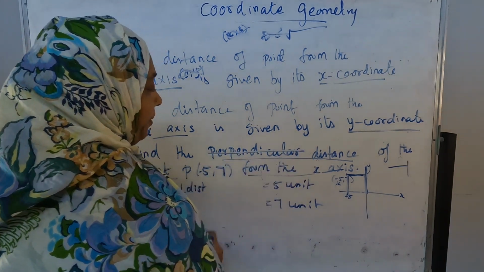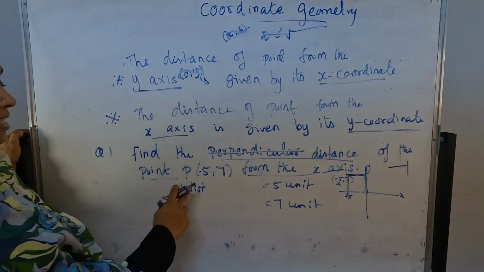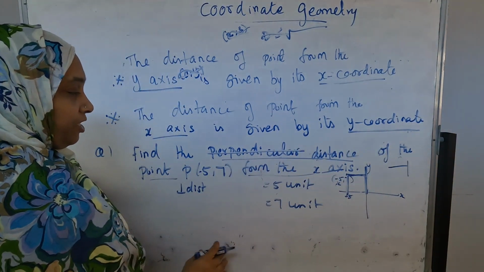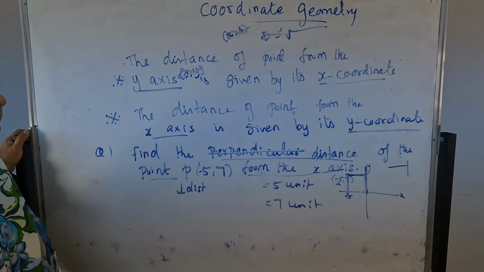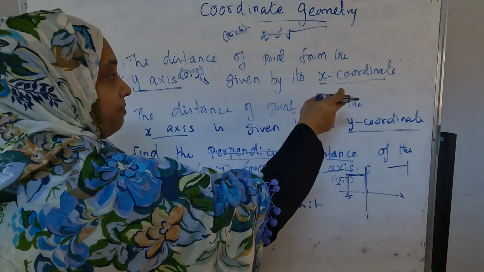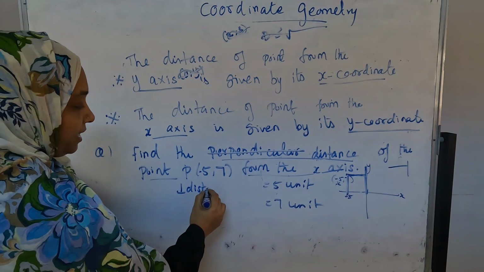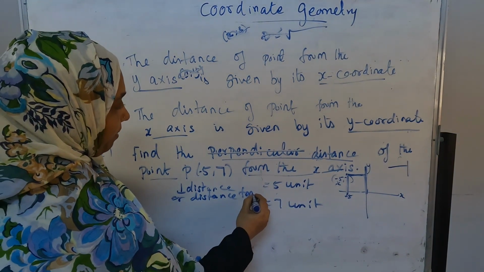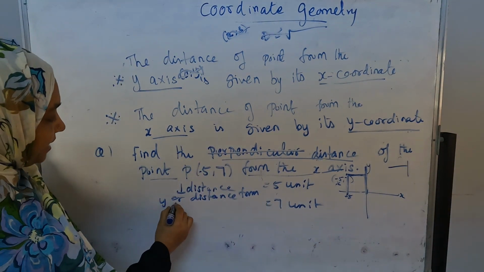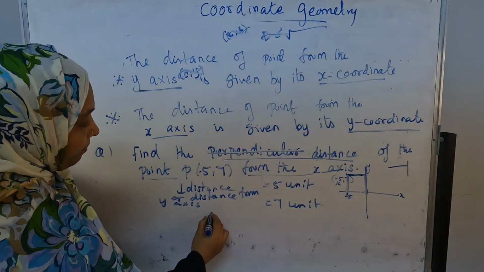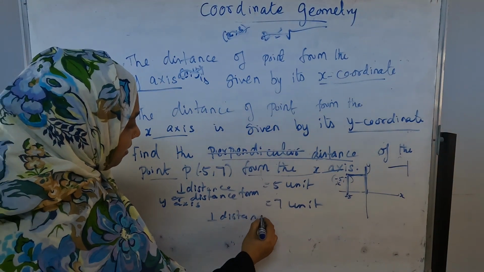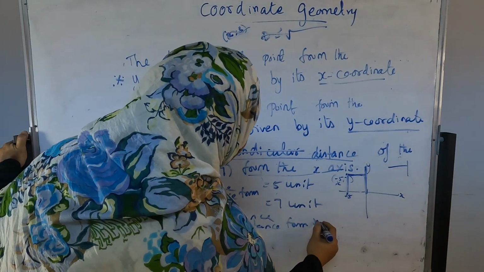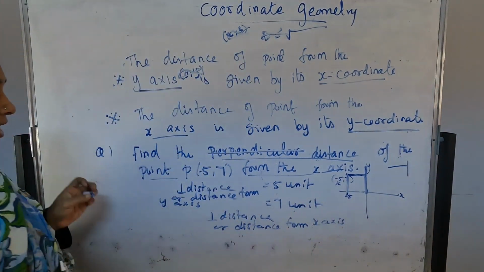Even if they are not representing perpendicular distance, normally they give the distance of the point from the x-axis, which means you have to write the y-coordinate. Distance of the point from the y-axis means the x-coordinate. This is the distance from the y-axis, 5 units, and this is the distance from the x-axis, that is 7 units.